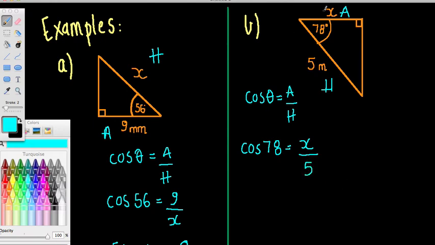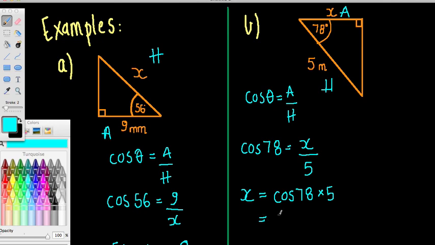So I've replaced A with X, I've replaced the H with the length of the hypotenuse, which is 5, and I have also replaced the angle. We need that angle there. Final step, this is an easier one really than the one before, because to get X isolated, to get it by itself, to get it to be the subject, X equals, we're going to multiply both sides by 5. Do that on your calculator like I did before, so cos 78. Remember with this calculator that you need to close that bracket, otherwise you'll get a crazy answer.